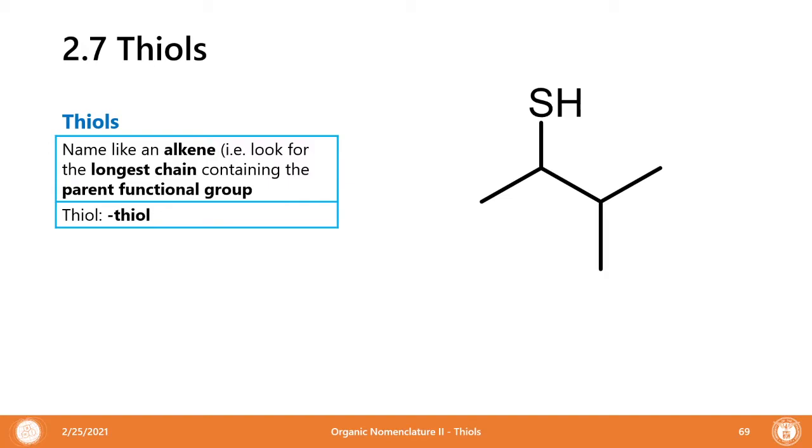So we name thiols much like alcohols but use the suffix thiol. So here we have a thiol group, and then we have a 4-carbon parent chain, so we name it butanethiol. Here we have a methyl group, and then by doing locant numbering, we have to give the lower number to the thiol. And forming the name, we get 3-methylbutane-2-thiol.